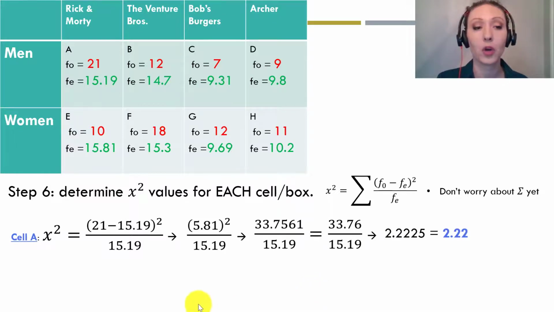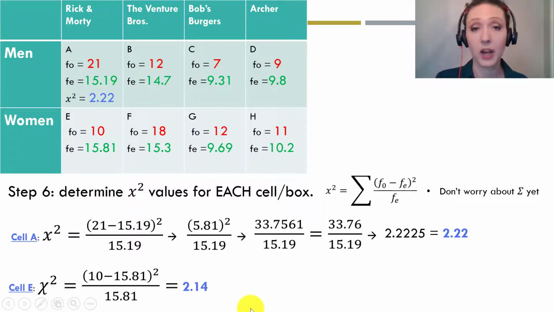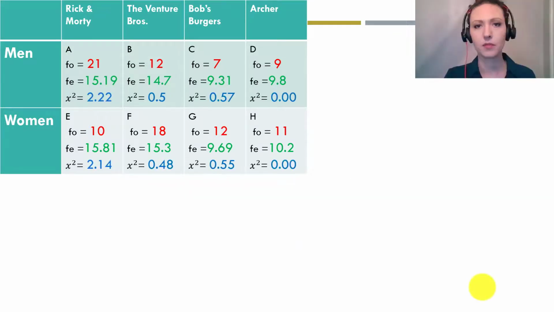Okay, so our chi-square value for our box A or cell A is 2.22. And we're going to go ahead and put that up here in the box. And we're just going to keep doing that whole process. So I've gone ahead and computed the one for cell E as well. So we've got a value of 2.14 for that one. And we're just going to repeat that process for all the boxes yet again. All right, so I've gone ahead and I have done the chi-squares for every single cell that we've got.